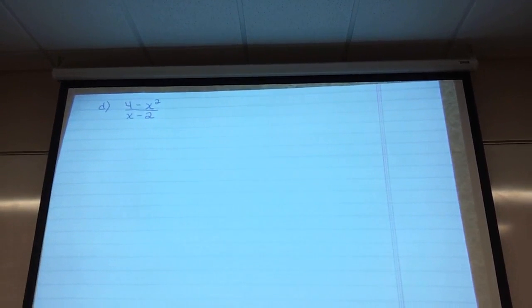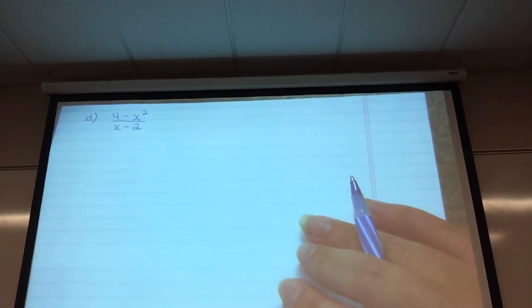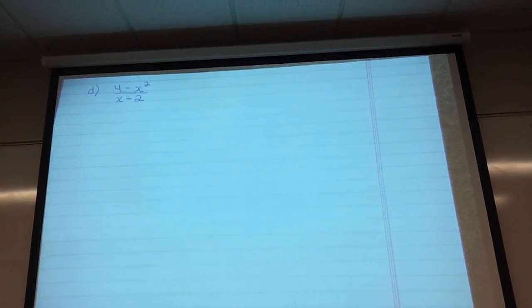Minus 2. 4 minus x squared over x minus 2. What kind of factor do you think is on the top? DOS. DOS again. So again, if I need to write my little thinking cap here, how would you rewrite 4? 2 squared. 2 squared minus x squared.